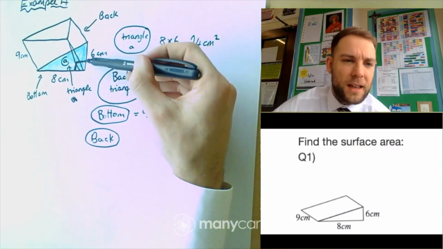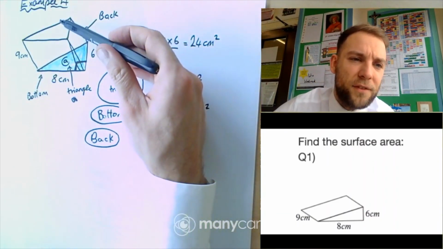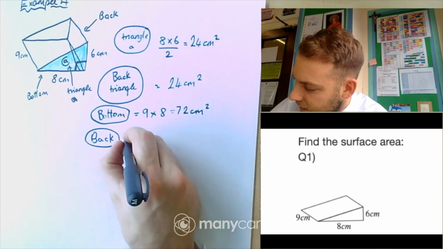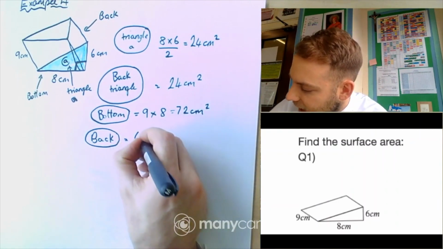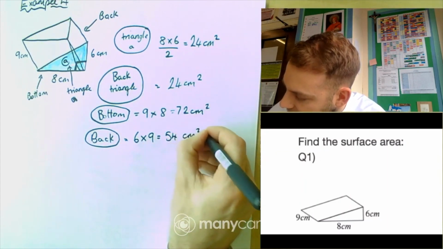So the back here is going to be this height, which is 6, times by the depth of this, which is 9. So this is going to be equal to 6 times by 9, which is equal to 54 centimetres squared.